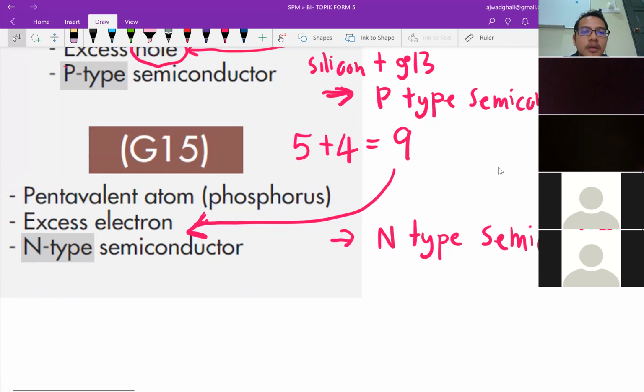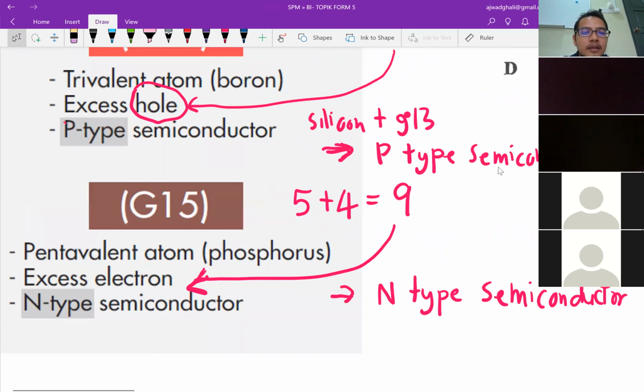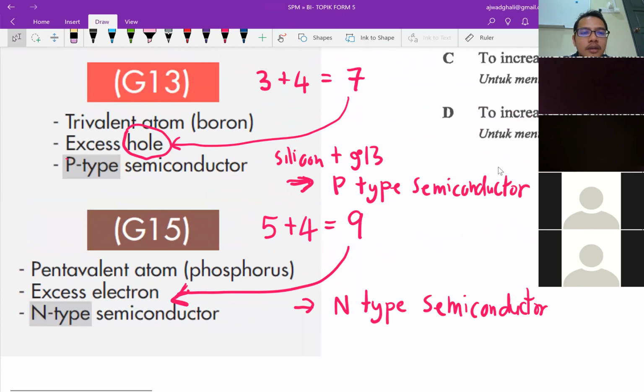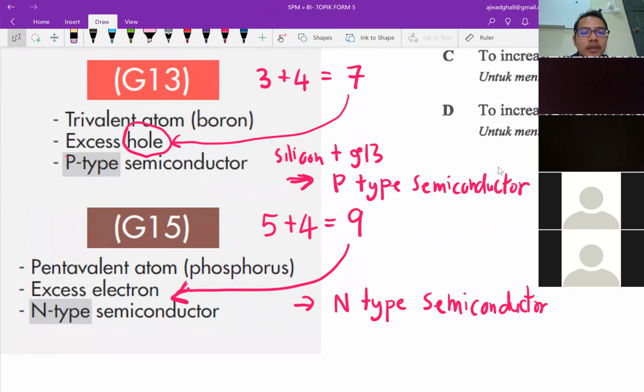Okay, as a basic example, a trivalent example is boron. An example of a group 15 atom is phosphorus. That is the atom that you need to remember: phosphorus and also boron. Phosphorus is group 15, boron is in group 13.